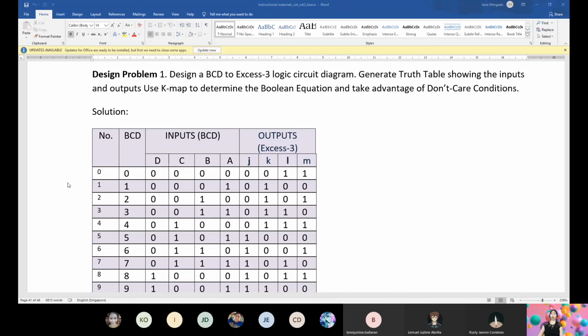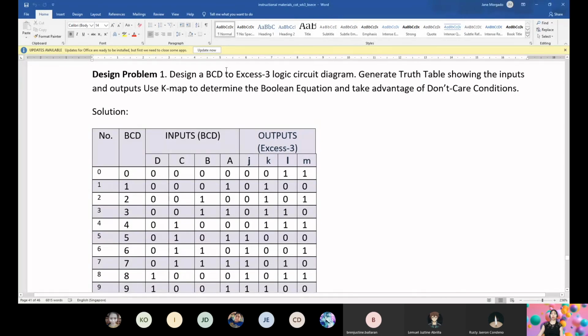Such that 0 is represented by 0000, 1 is 0001, 2 is 0010, 3 is 0011, 4 is 0100, 5 is 0101, 6 is 0110, 7 is 0111, 8 is 1000, and 9 is 1001.